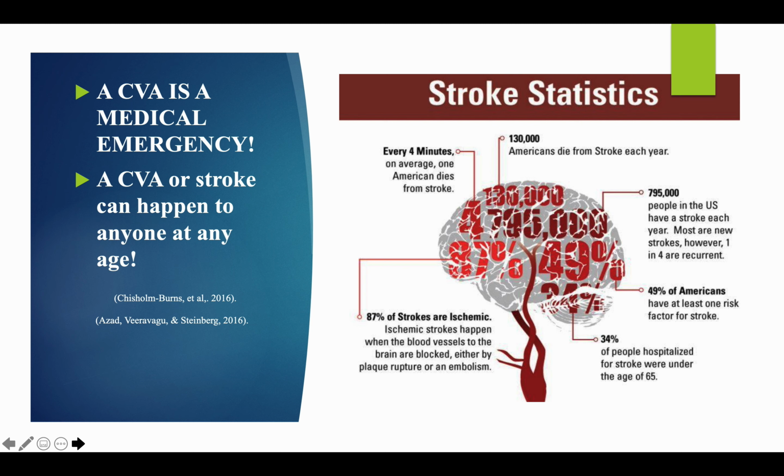49% of Americans have at least one risk factor for stroke. 34% of people hospitalized for stroke were under the age of 65. 87% of strokes are ischemic, and an ischemic stroke, I'll get into more detail about this, happens when the blood vessels to the brain are blocked either by plaque rupture or embolism.